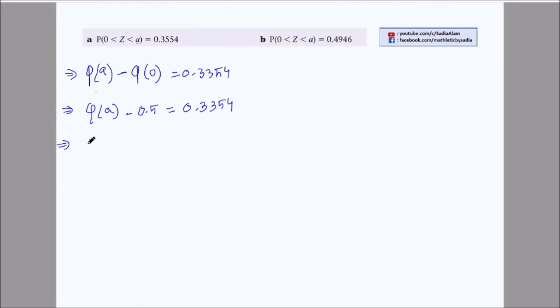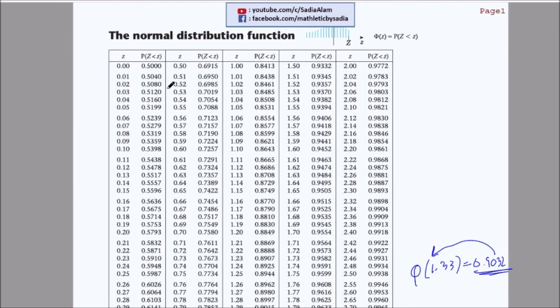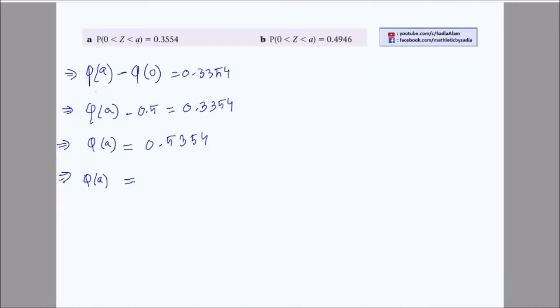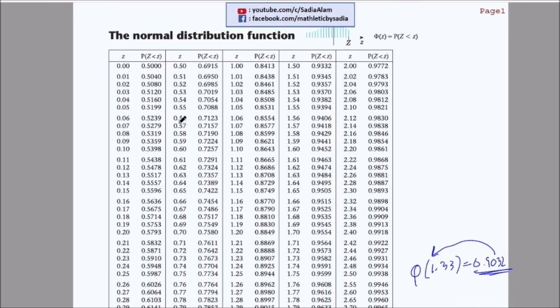So 0.3354. If we shift this to the right side, this will be added to this value, so we will get 0.5354. So this is 0.5354, and we need to select that from the table. Okay, so we do not have 5354.